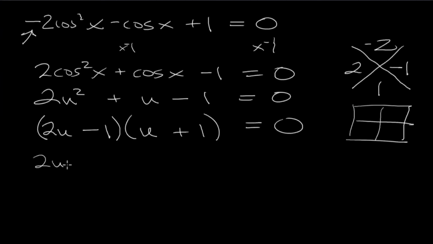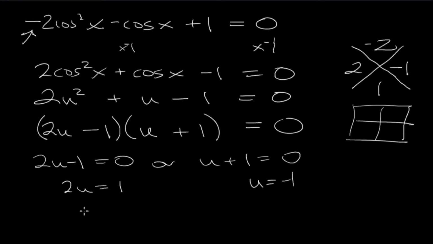I have 2u minus 1 equals 0, or u plus 1 equals 0. 2u is equal to 1. u equals -1. So now u is either 1/2 or u is -1. Our original problem involved cosine of x, not u. We had cosine of x because it was u equals 1/2. So cosine of x equals 1/2. And it was u equals -1. So cosine of x equals -1.